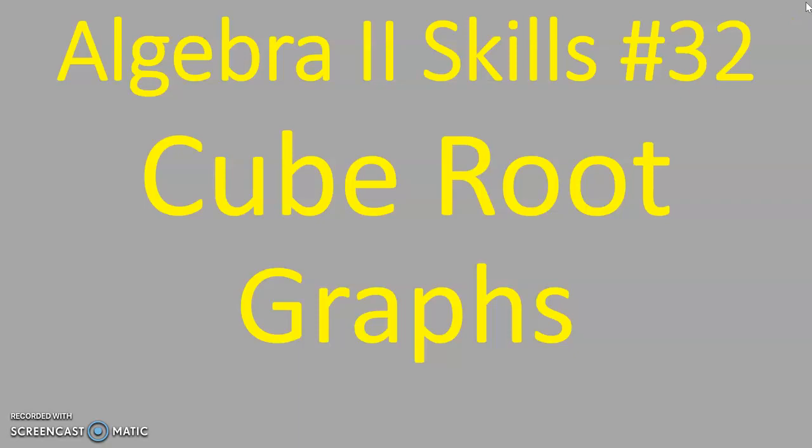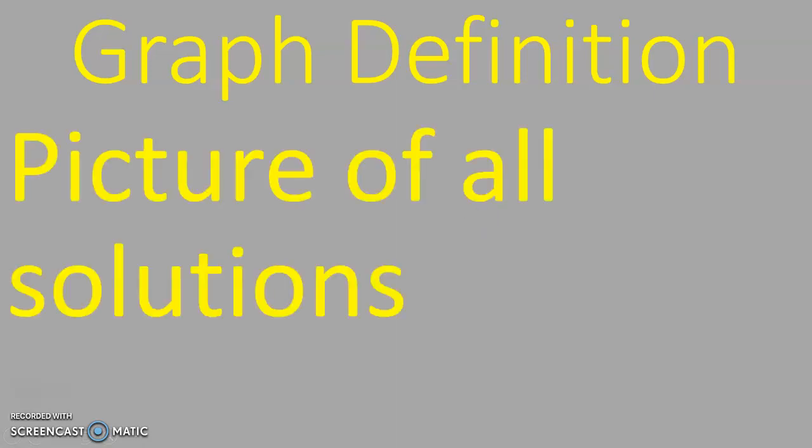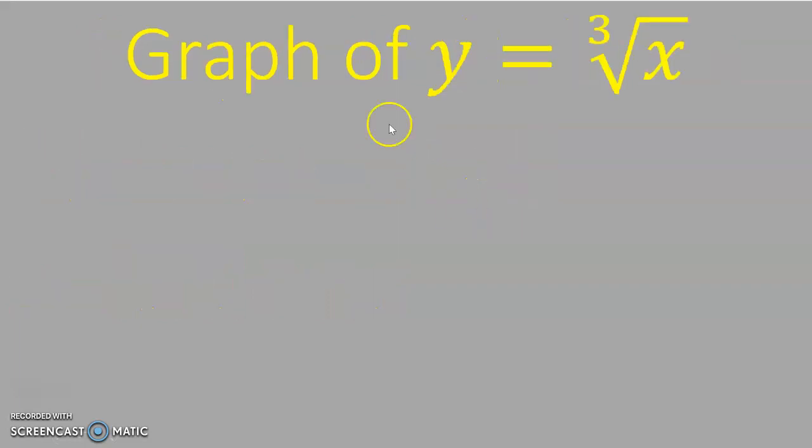Algebra 2 skills, number 32, cube root graphs. So let's again remind you what the definition of a graph is. A graph is simply a picture of all solutions to a particular equation. So if we have the equation y equals the cube root of x, this is going to be our parent because there's no adding or subtracting or multiplying or negatives going on.